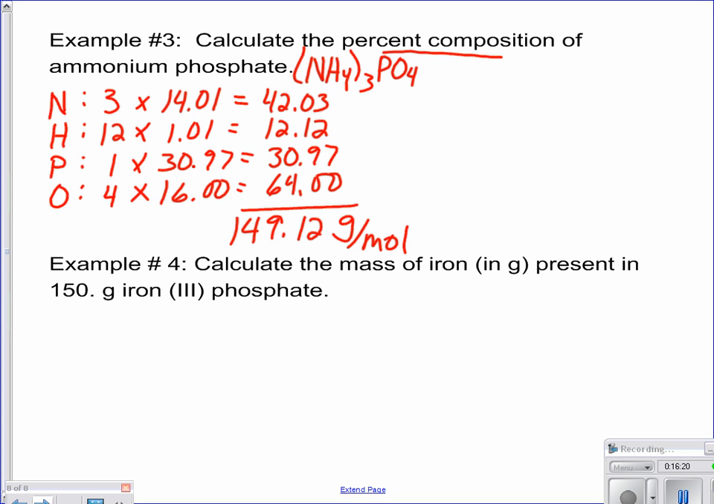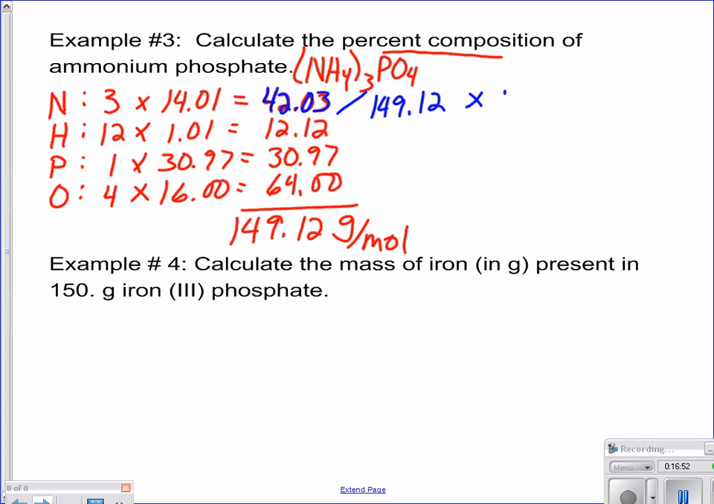So in order to figure out nitrogen, what's the part that I have that's nitrogen? What number would I use? Right, 42.03. What do I do with that? Divide it. All right, so I'm just going to continue showing it across like this. So my 42, I just want to make sure everybody understands. 42.03 grams is the part that's nitrogen. 149.12 is the total of my whole compound.